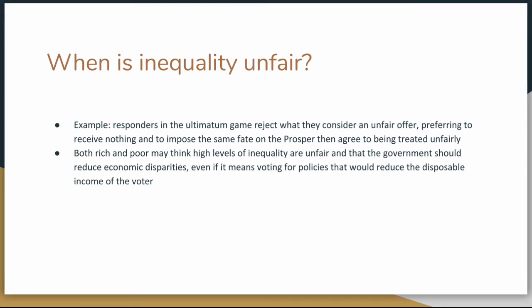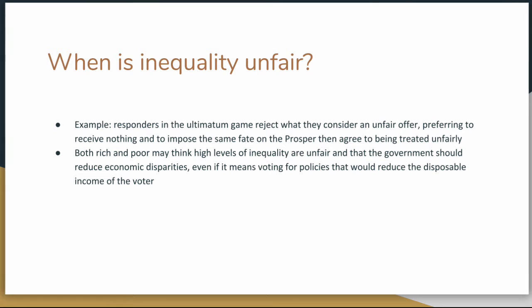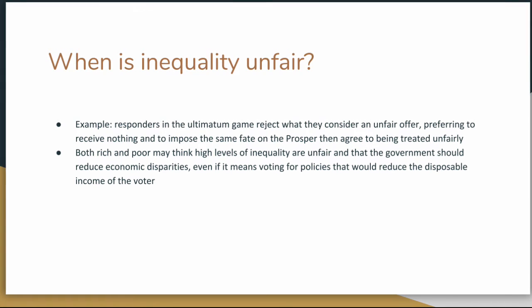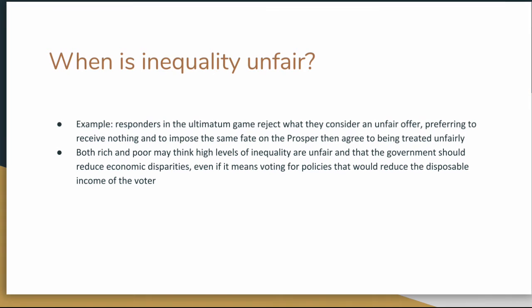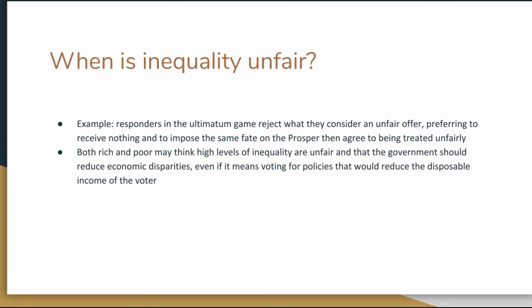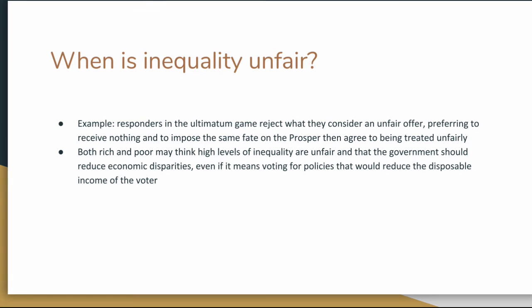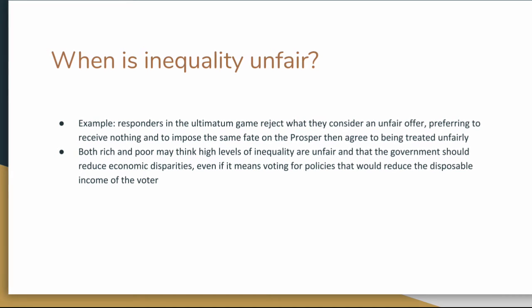So for this slide, the first one is an example. Responders in the ultimatum game reject what they consider an unfair offer, preferring to receive nothing and to impose the same fate on the proposer, than agree to be treated unfairly. So what this means is that responders who get an unfair offer would prefer nothing, because they want to be treated equally. People agree to being treated unfairly, but they would rather have an even ground and all be treated fairly.